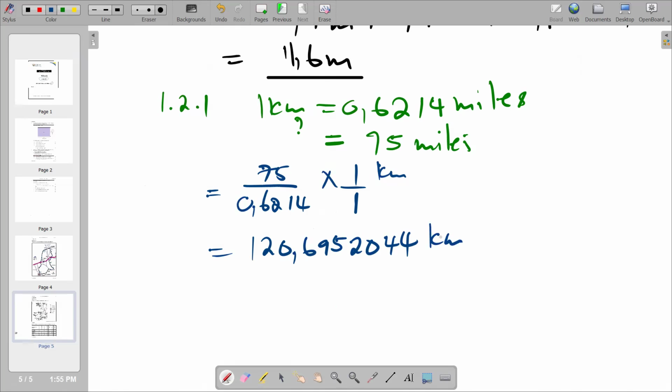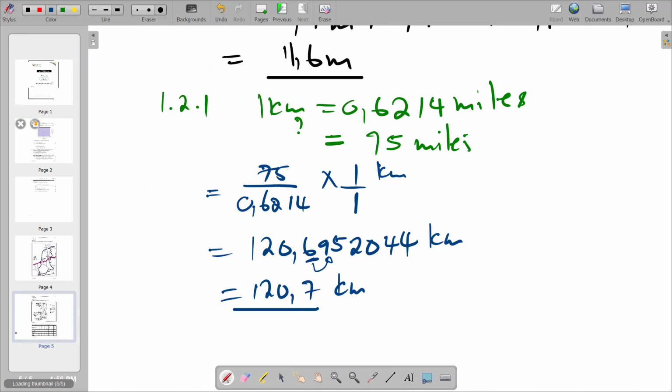And we check how we have to round it off to one decimal place, whereby we've got a 6 and a 9 behind, which is 9, which is in the range 5 to 9. We change our 6 to 7, so it becomes 120.7. So that's what we have. So this becomes 120 kilometers.